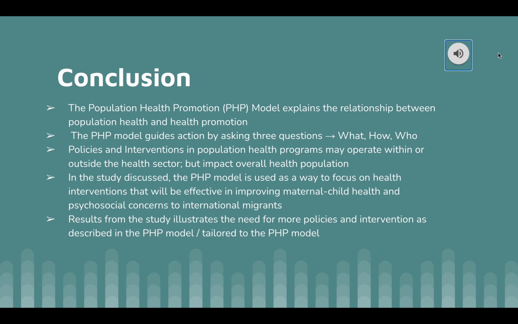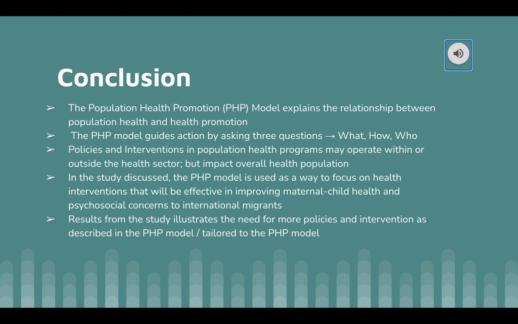In a nutshell, we can see that the PHP model explains the relationship between population health and health promotion. The model guides action by asking, on what should we take action, which is usually related to health determinants. How should we take action, which involves comprehensive strategies, and with whom should we take action, which determines various levels of actors. Policies and interventions in population health programs may operate within or outside the health sector, but have the potential to impact overall population health.